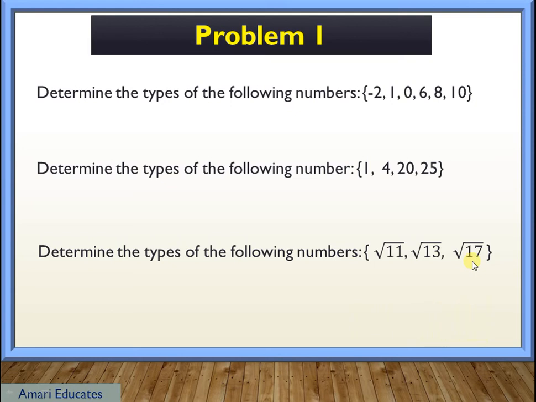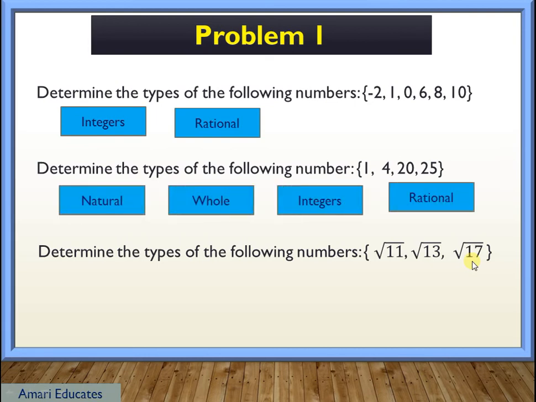Time is up. So let's have our answer. Check if you have the same answer. So the first one consists of integers and rational. The second one starts from natural, then whole, integers, and rational. And the third one will be irrational. Okay? Let's have our second one.